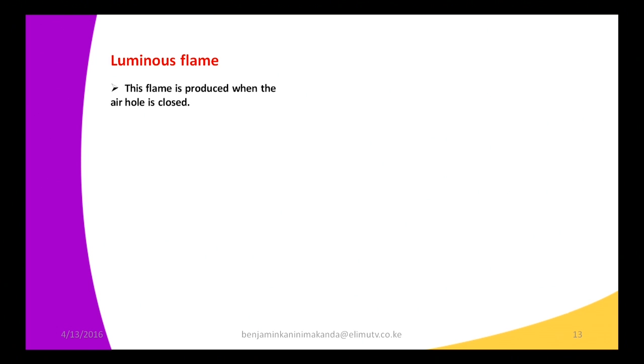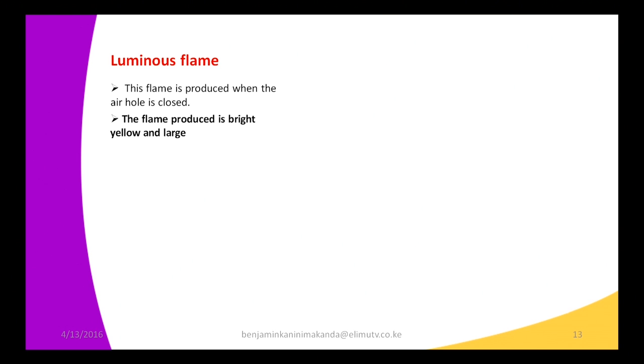We begin by looking at luminous flame. What's a luminous flame? This is a flame produced when the air hole is closed. When you close an air hole, then the flame produced is known as a luminous flame. The air hole is closed, and therefore the amount of air getting into the system for combustion to take place is also minimized, meaning that for this flame to be produced, incomplete combustion takes place.